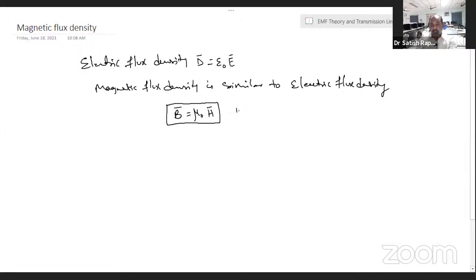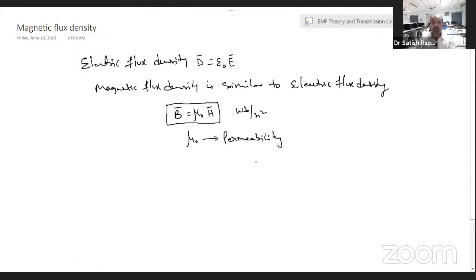And it is measured in webers per meter square, where mu naught is the permeability.